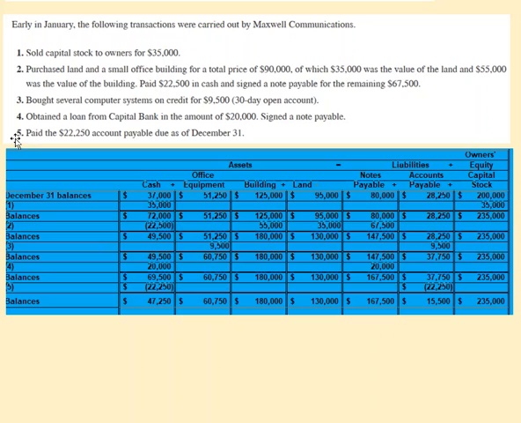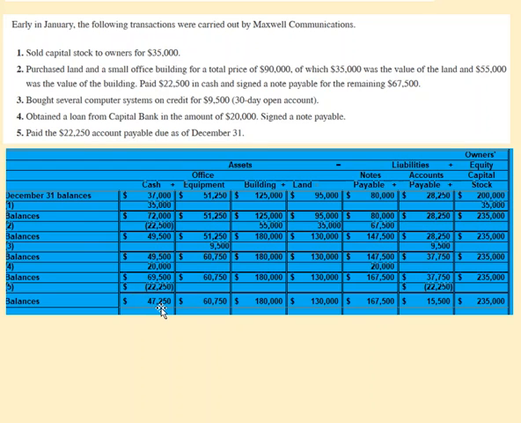Last transaction. We paid the $22,250 accounts payable due at December 31st. Okay, so when we pay an accounts payable, what that means is we have a liability and we're paying it off. Two things are going to happen. One, our cash balance is going to decrease. And think about it this way.